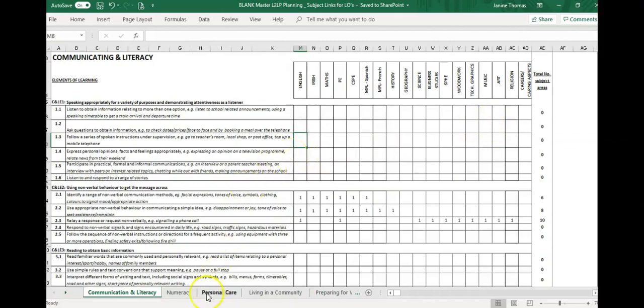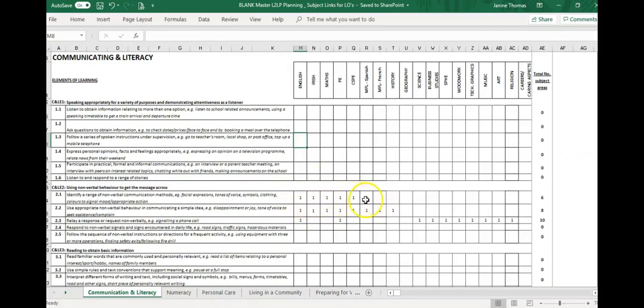assess. Now, we're not specifically asking any particular department to go for communications or literacy or numeracy or personal care. We're giving this to every department who can identify any learning outcome. So if you have a look here, we have a few examples.